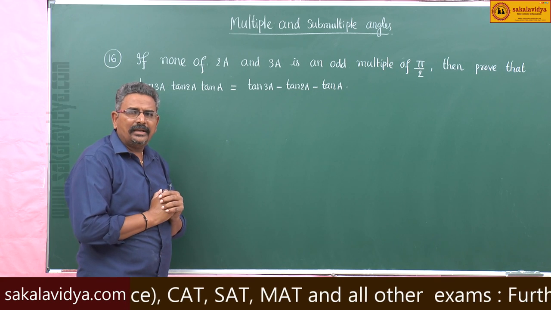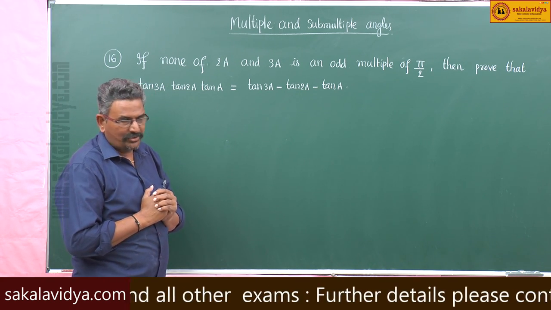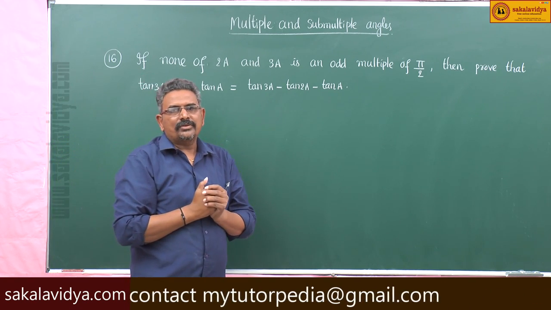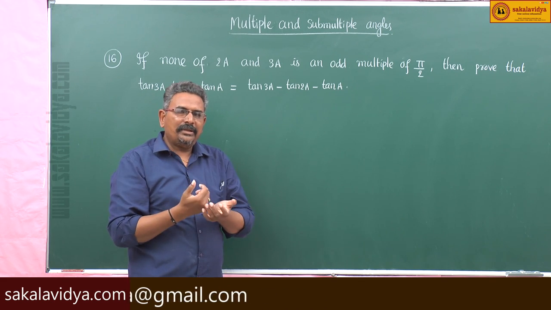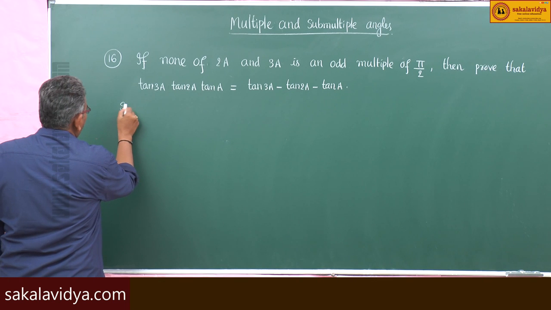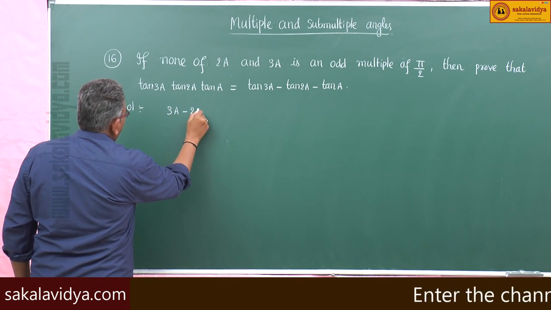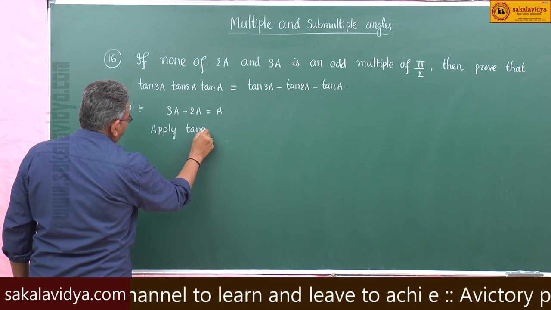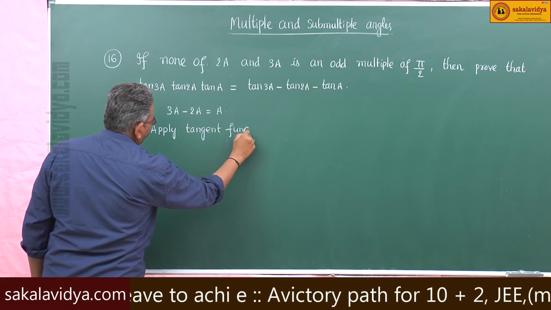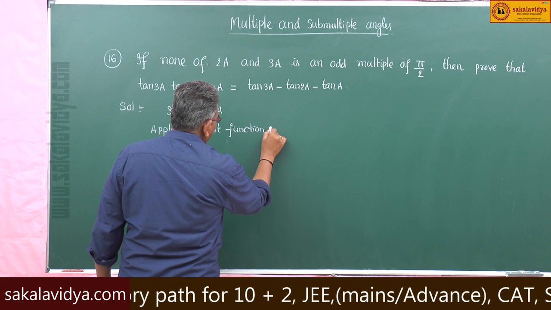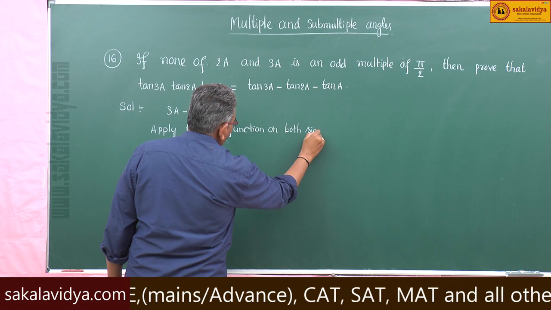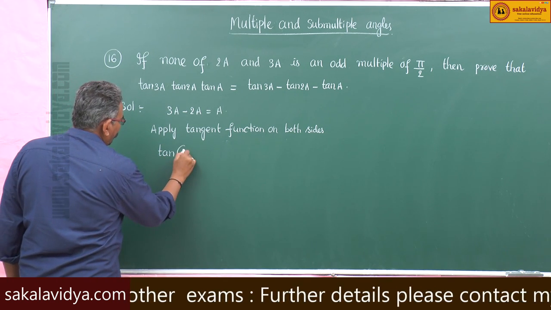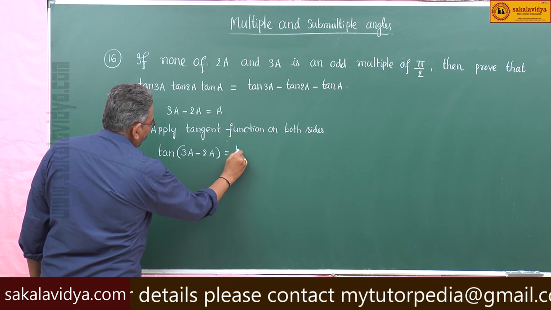So this is using our compound angles formula, we can do it. So here, using 3a, 2a and a, we can establish one relation. So what sort of relation could we make here? The a can be written 3a minus 2a. So let us write first: 3a minus 2a is equal to a. Applying tangent function on both sides, tan of 3a minus 2a equals tan a.